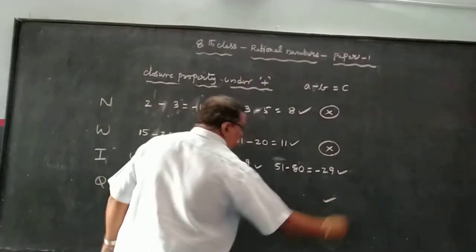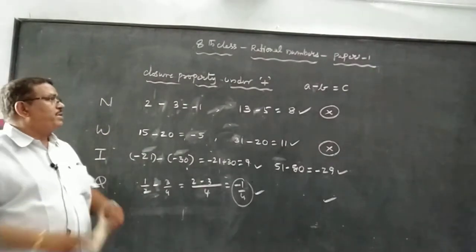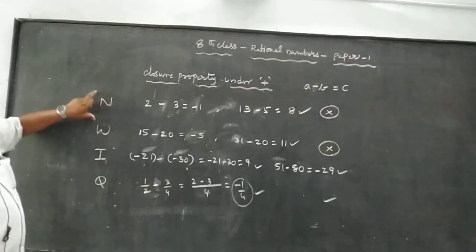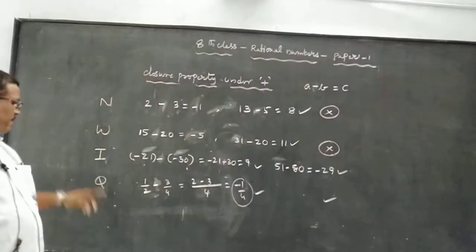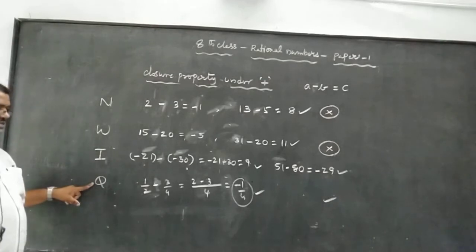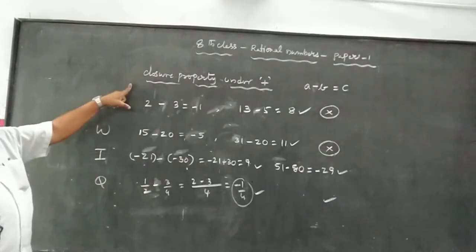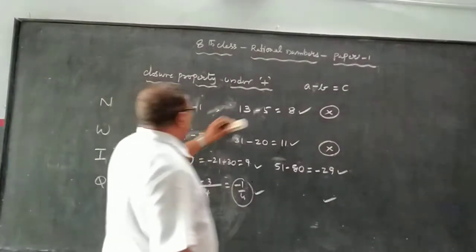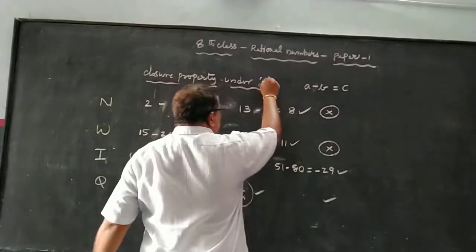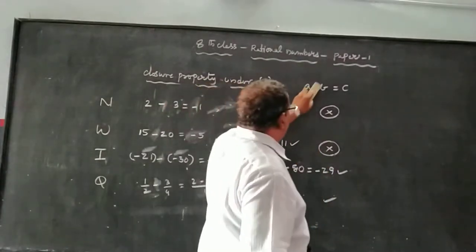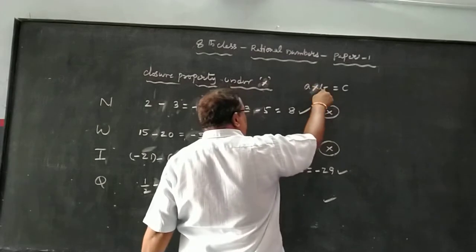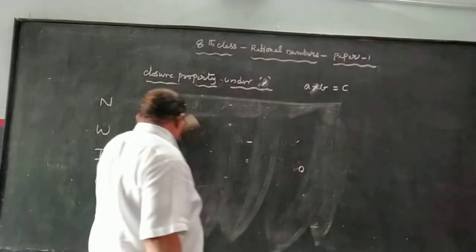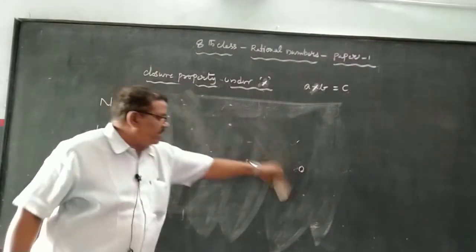So finally, which numbers do not satisfy the closure property under subtraction? Natural numbers and whole numbers do not satisfy the closure property under subtraction, while integers and rational numbers will satisfy the closure property under subtraction. Let us go through the next one, closure property under multiplication. Multiplication means A into B equal to C. Go through the examples to check whether the property is satisfied or not.